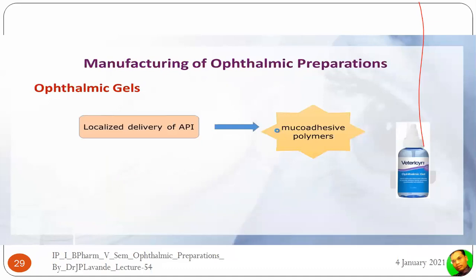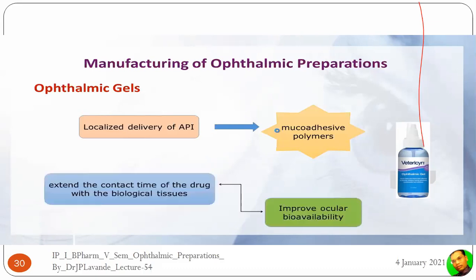Okay, after going through the eye drops and the ophthalmic suspensions, there is another dosage form, which is the ophthalmic gels, right? The ophthalmic gels are for the localized delivery of the active pharmaceutical ingredients, and they contain mucoadhesive polymers. So they extend the contact time of the drug with the biological tissues, and thus are responsible for improving the ocular bioavailability.